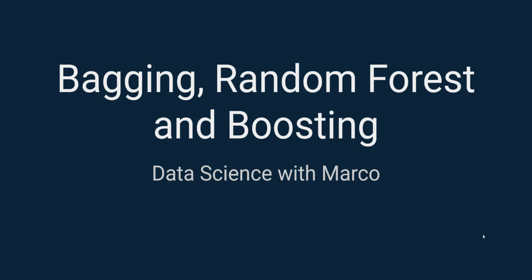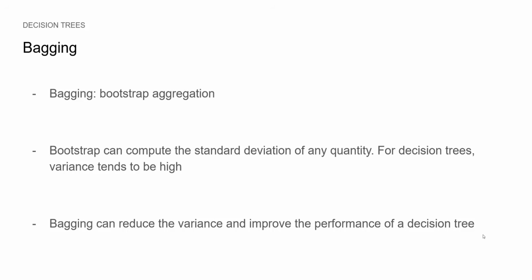Now that the basics are covered, let's move on to more advanced topics on decision trees. Bagging stands for bootstrap aggregation. We know that bootstrap can compute the standard deviation of any quantity. We also know that variance is high in decision trees since they are prone to overfitting. So bagging is a method to reduce variance and improve the performance of our algorithm.